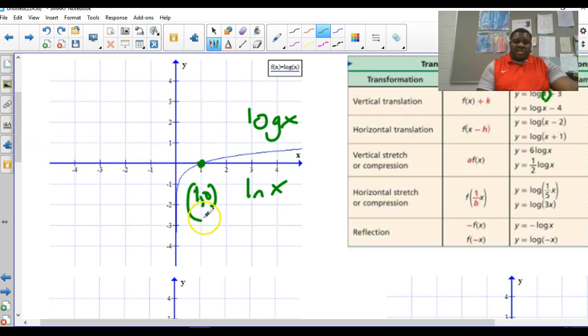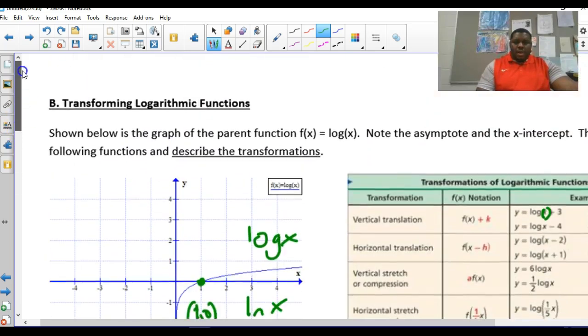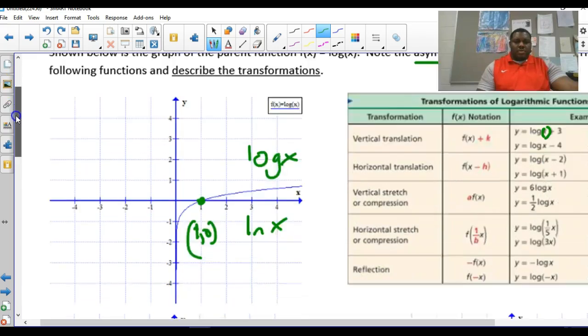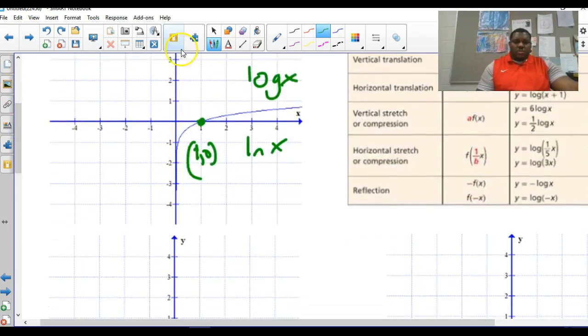I also want to point out that you have a vertical asymptote right here. I don't know how much in depth you went into this in your class if you don't have my class, but note the asymptote and the x-intercept. So you have a vertical asymptote, vertical because it's a vertical line.